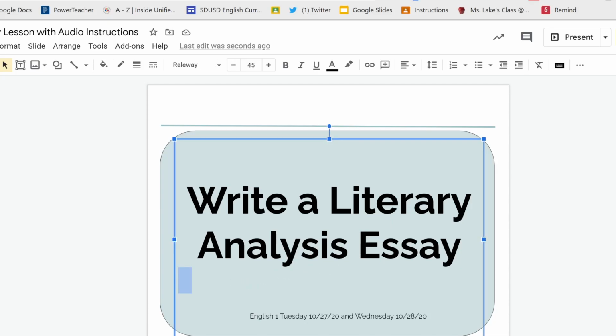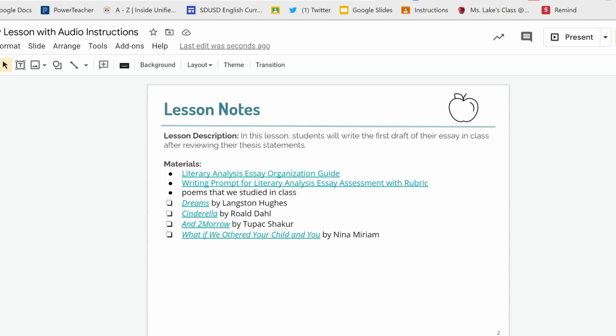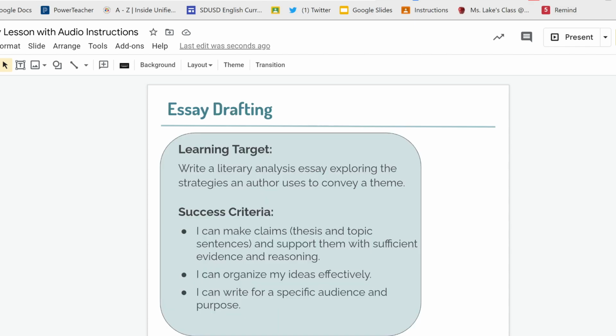Today we're going to draft our essay analyzing the strategies an author uses to develop a theme about otherness. We've been practicing these skills throughout the unit. Before we begin writing, we'll go over how to organize a literary analysis essay. You will know you are successful at meeting this learning target by looking at the success criteria.